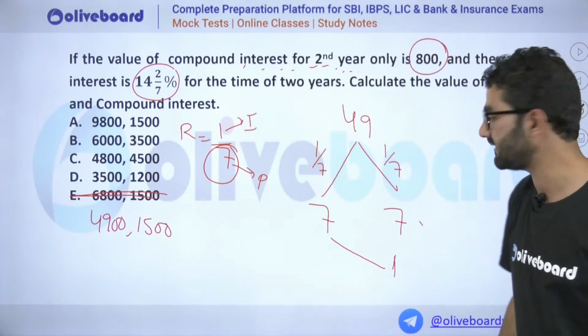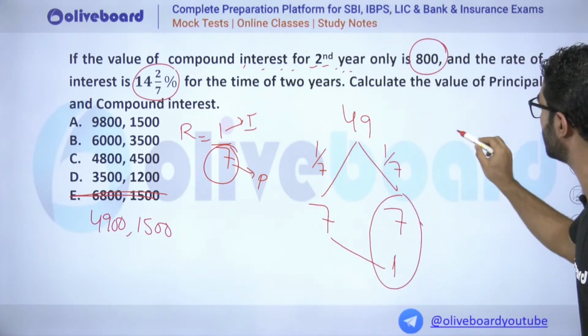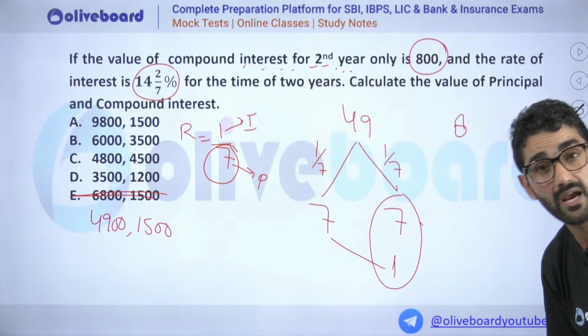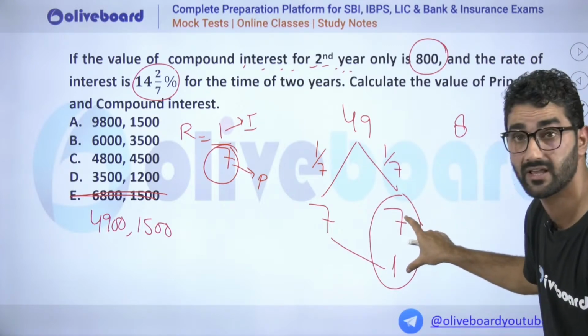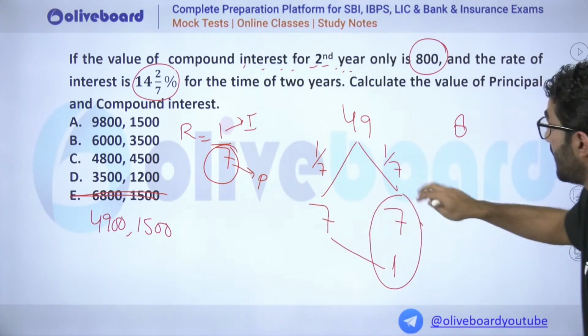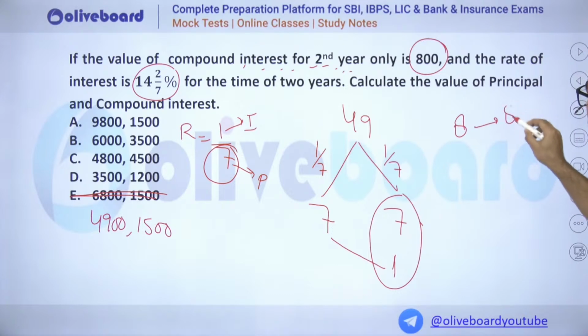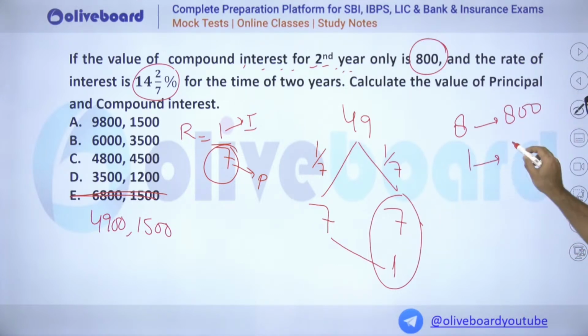You got, my dear? This was the compound interest for second year. 7 plus 1 will be 8. That is the compound interest for second year only. I didn't take first year, my dear. I took just second year. That time we have 8 units, and that is given 800. It means 1 unit is 100.